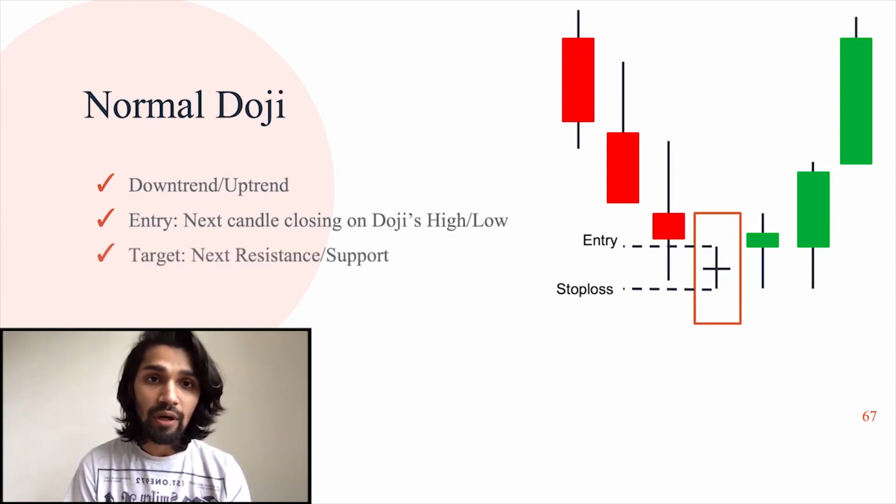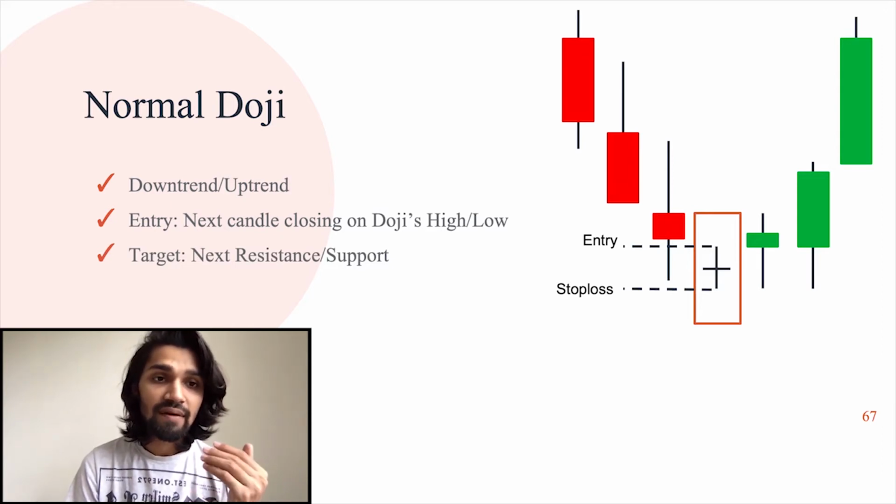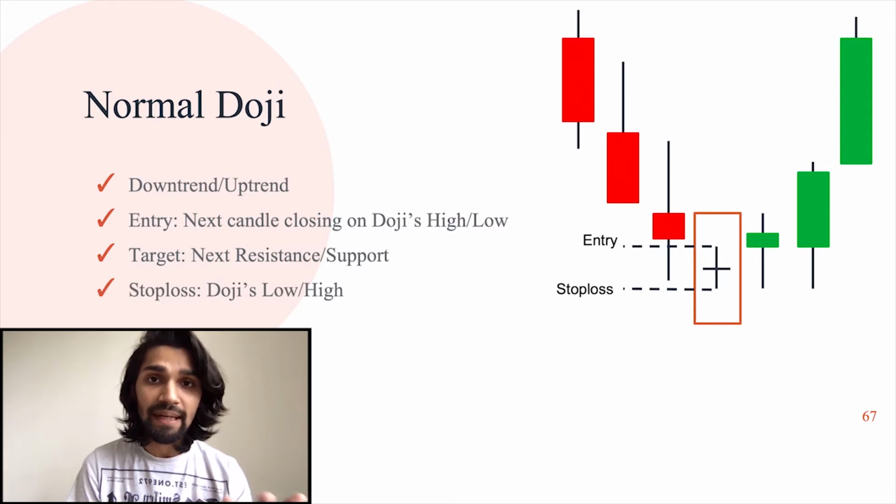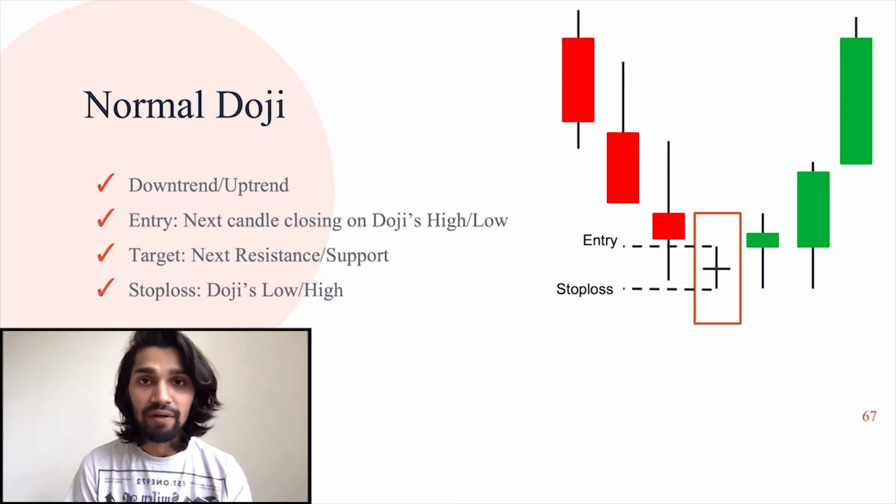If it's a downtrend going on and you're expecting uptrend to come next, your target should be next immediate resistance. If it's an uptrend going on and a doji occurs and you're expecting a downtrend to come now, your target should be the immediate support. Stop loss can be your doji's high or low depending upon the trend. If it's a downtrend, your stop loss should be the low of the doji, and if it's an uptrend, your stop loss should be the high of the doji.